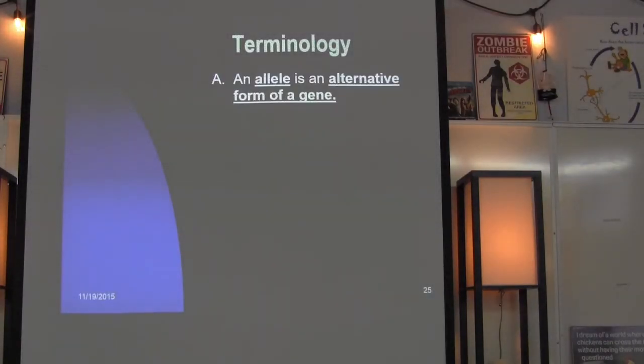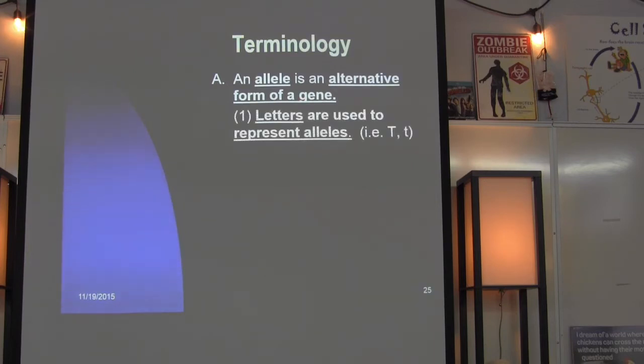All right, so this part right here is more vocabulary. You should definitely know what an allele is. An allele is referred to as an alternative form of a gene. So when you're doing your Punnett square, you're plugging in alleles. That's what the letters represent. Letters are used to represent alleles.